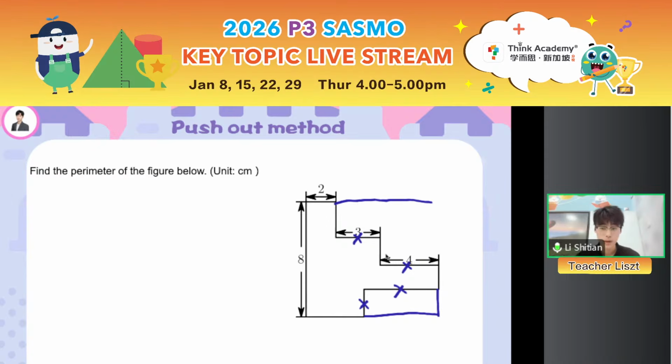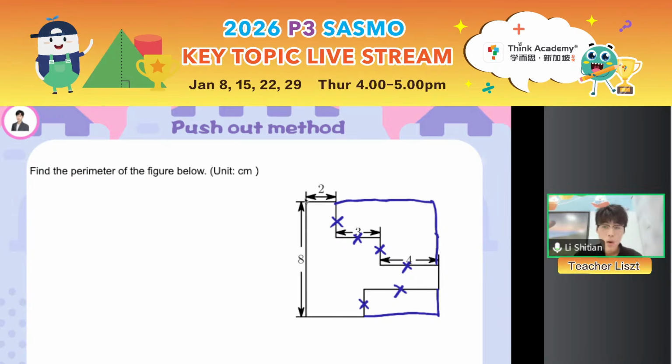What about this short line? What about this one? Move it here? No, right? Move it here. And finally, I need to move this short line to the right. Right? Now we have used the push-out method here. So is it a regular or irregular shape now? It is a regular shape, right?